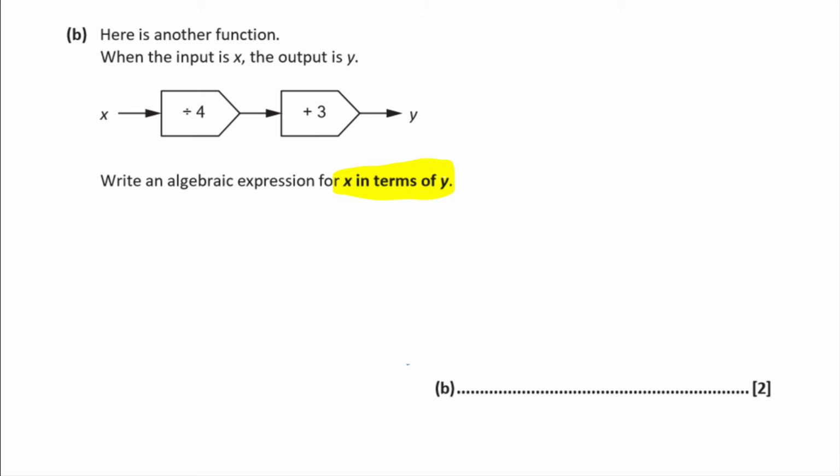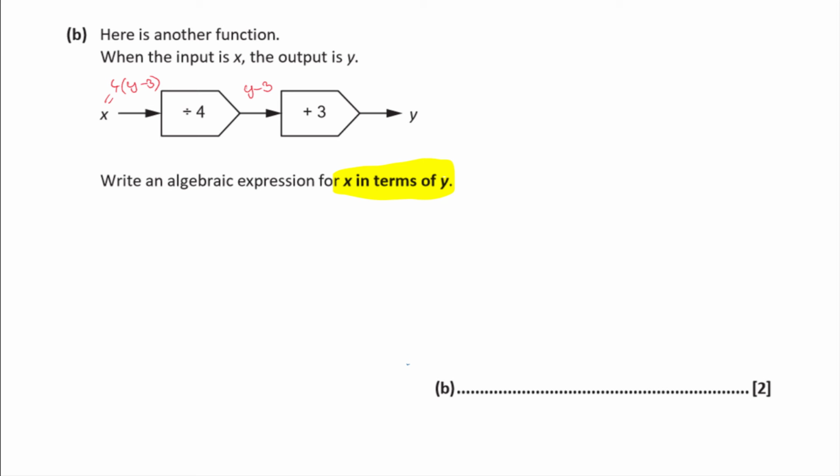So I'm going to go through this function machine backwards. So if I had to add 3 to something to get y, then going back the other way, I must have had y minus 3 here, because when I added 3 to it, I get y. And then if my outcome was y minus 3 after dividing it by 4, I must have had 4 lots of it to start with. So I must have had 4 lots of y minus 3 here, so that when I divide it by 4, I ended up with just y minus 3.